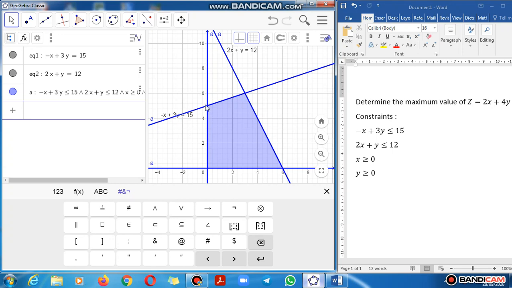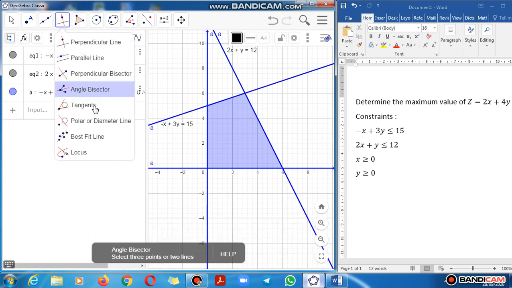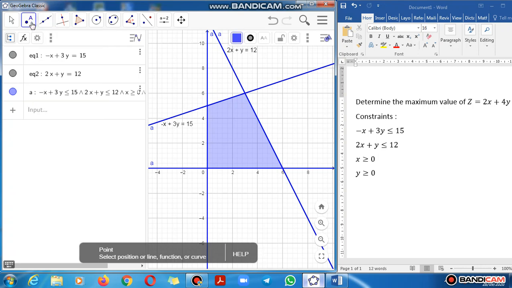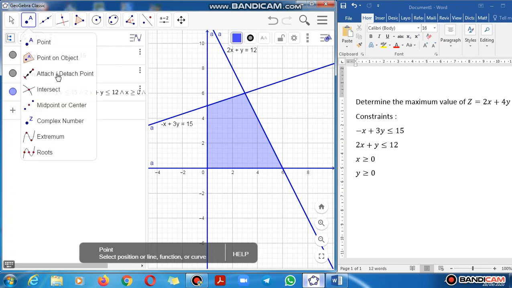And then we will determine the corner points of this visible area by the intersection points between two equation lines. We will choose these tools, and then choose the intersect tool.